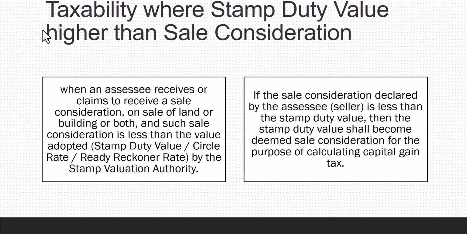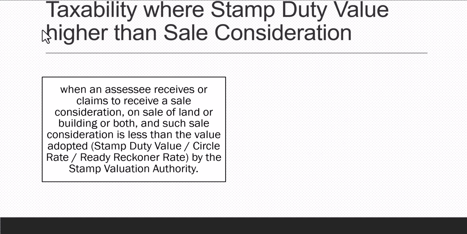When an assessee receives or claims to receive a sale consideration on sale of land or building or both, and such sale consideration is less than the value adopted by the stamp valuation authority, the stamp duty value, circle rate, ready reckoner rate. Okay. So when an assessee receives or claims to receive a sale consideration on sale of land or building or both, and such sale consideration is less than the value adopted by the stamp duty or the stamp duty value or the circle rate.